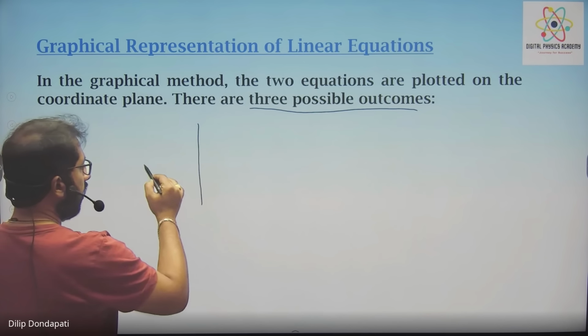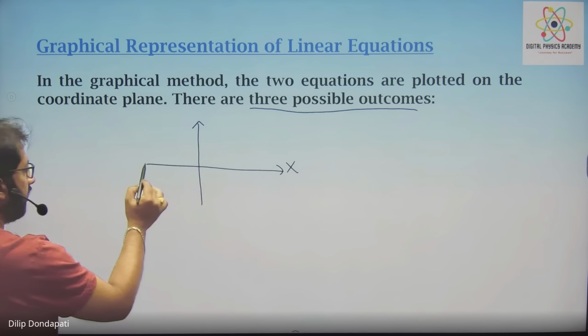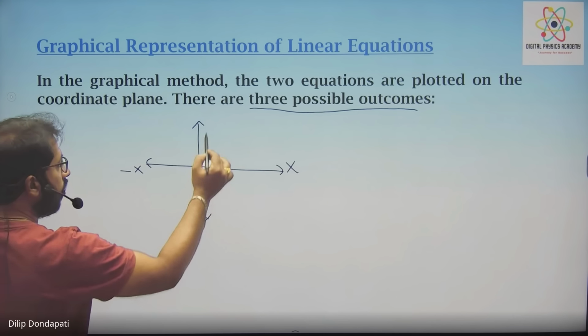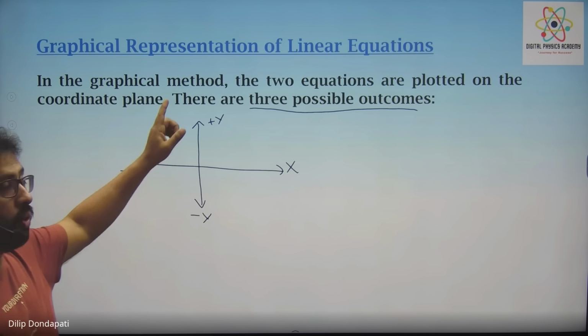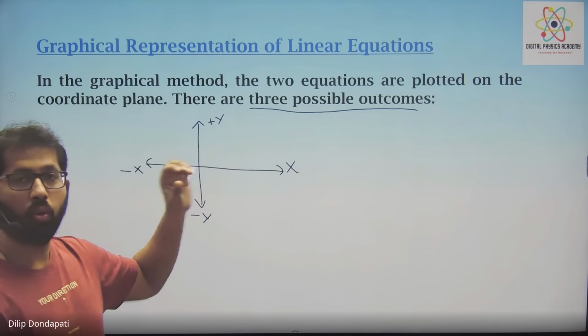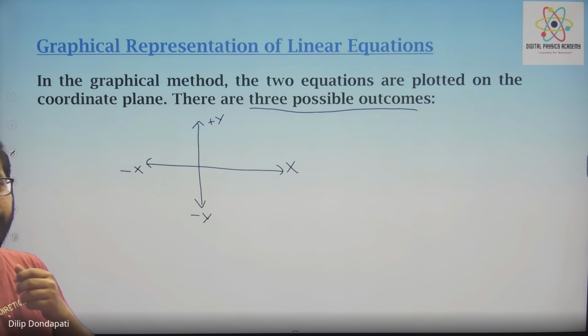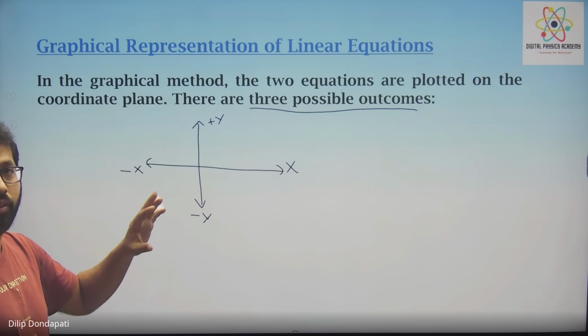See, if I draw the graph, x-axis, you know this graph, right? X-axis, this is called negative x-axis, this is called negative y-axis, and this is called positive y-axis. If I draw the graph of these two linear equations, there are only three possibilities. Okay, what are the possibilities that can happen? If I draw the graphs of the two linear equations, what are the three possibilities?